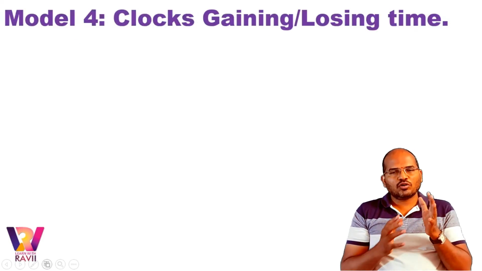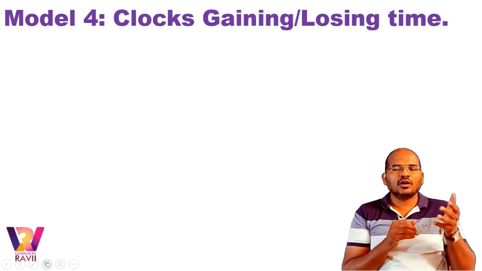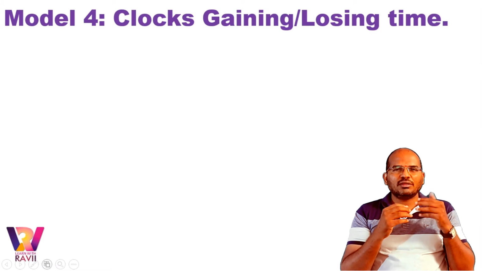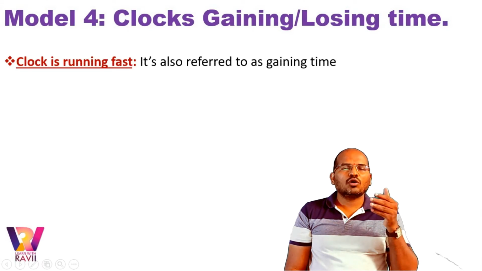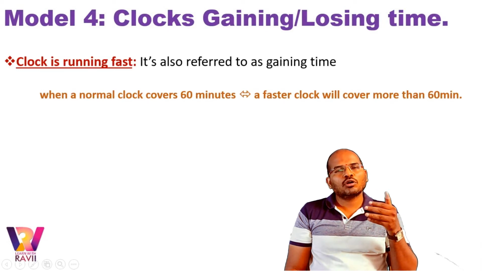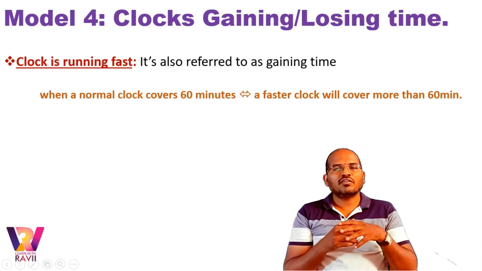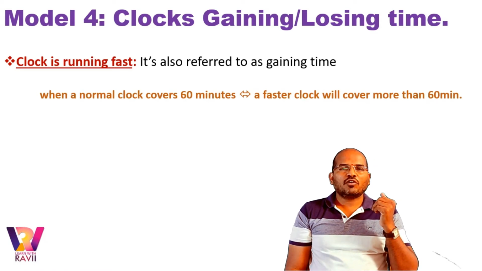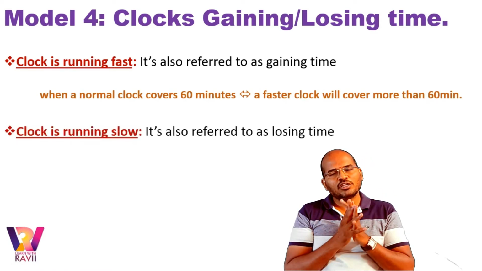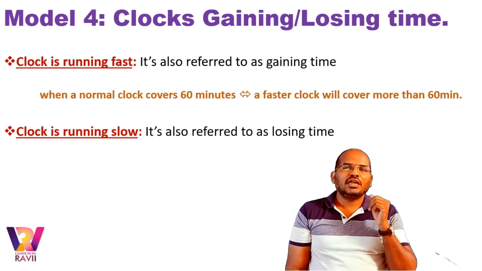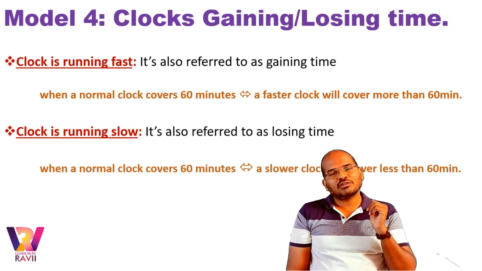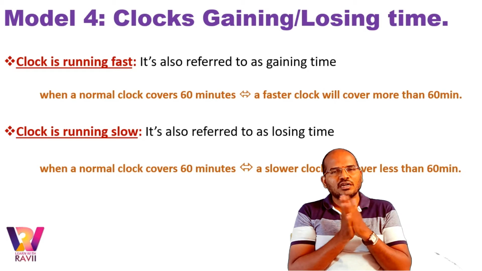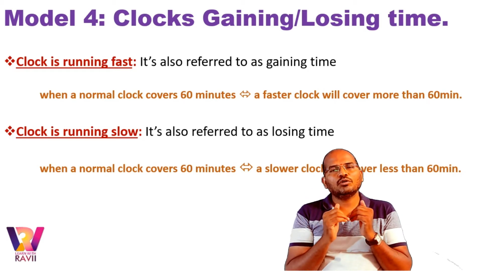Now we have some beautiful concepts of problems on clocks gaining or losing time. I'll start with the basic question and then give you some medium level questions also. First one: a clock is running fast. What do you mean by running fast? It is called gaining time. It means that when a normal clock covers 60 minutes, the faulty clock will cover more than 60 minutes. Or a clock running slow is referred to as losing time. If a regular clock makes 60 minutes, the faulty clock will make less than 60 minutes. That is running fast, running slow, or gaining time and losing time.